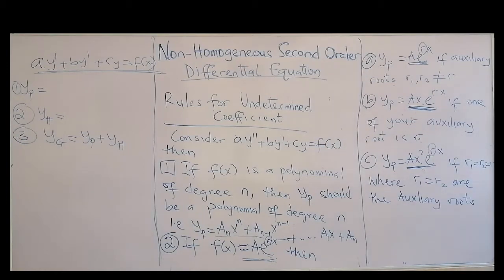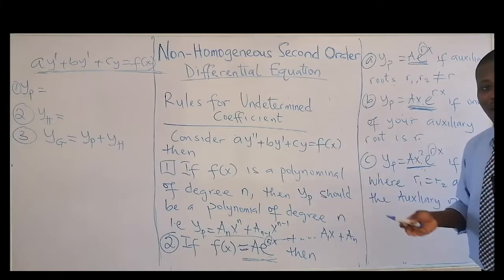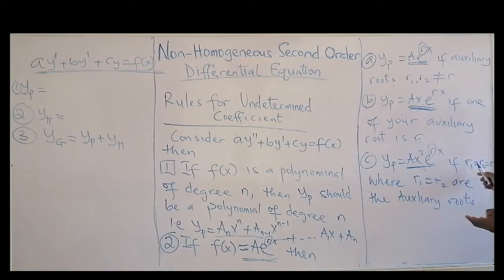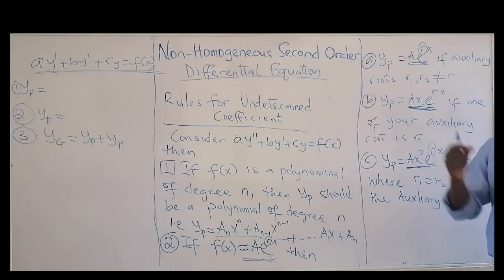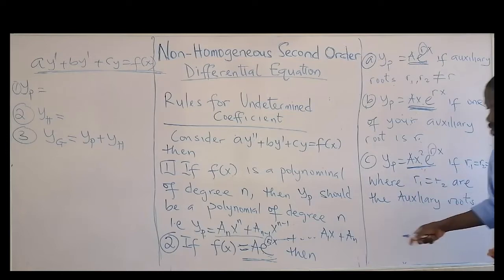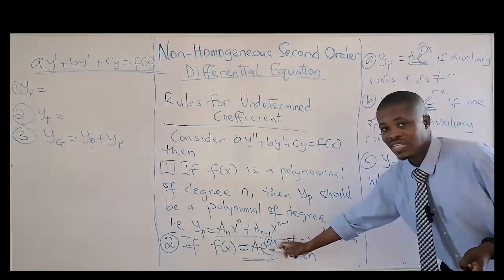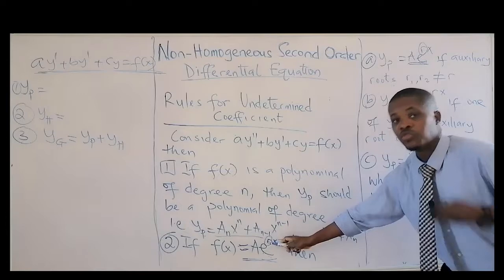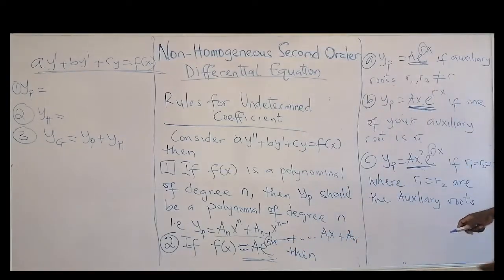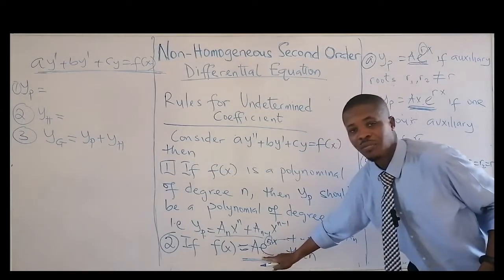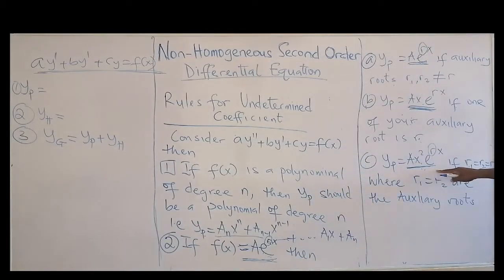Then the other one is if your r1 and r2 are equal, in the case that r1 is equal to r2. What we mean is that both of them equal the one you have in the exponential form, the one in your f of x. In that case, you multiply your f of x by x squared, and that will give you this. So your yp will equal this.